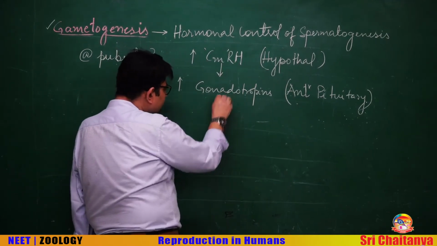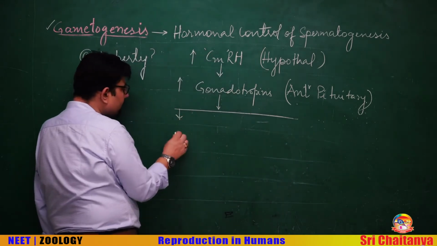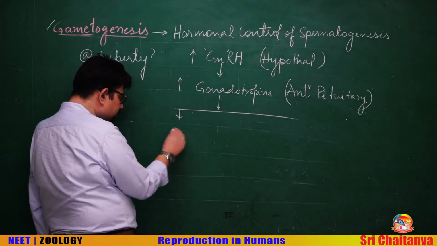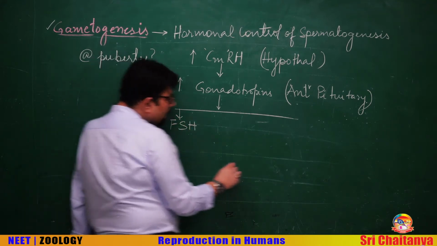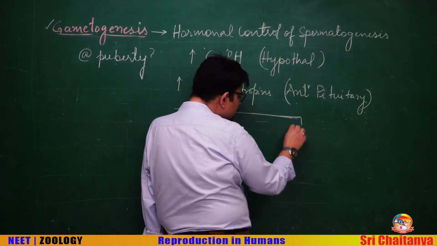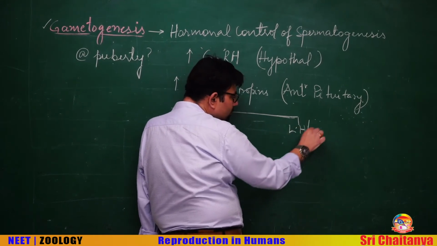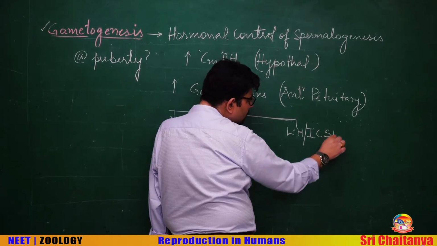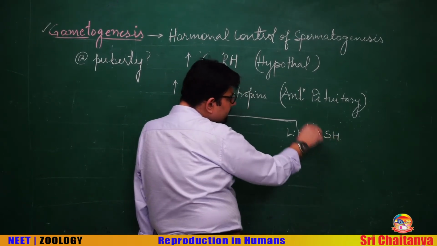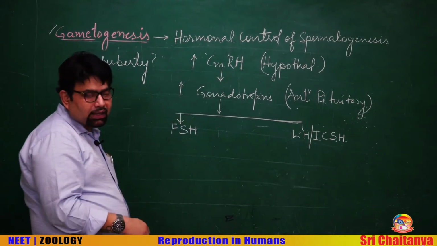Please note the gonadotropins. What are the gonadotropins? We have LH and FSH. There is follicle stimulating hormone, and one hormone is called the luteinizing hormone. Remember, it is also known as interstitial cell stimulating hormone. I believe that in men, ICSH is a more appropriate term than LH.